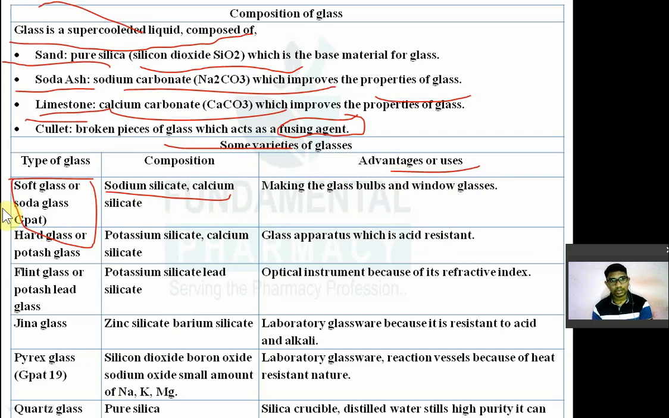So the question is about soft glass, which is also known as soda glass. This soft glass is used for making glass bulbs and window glasses. Whatever window glasses are there, they are made of this soft glass.